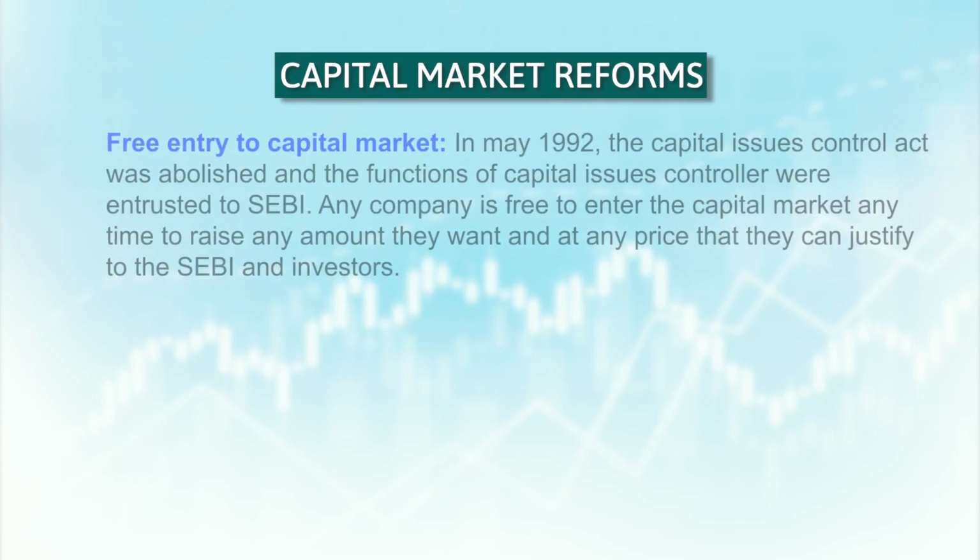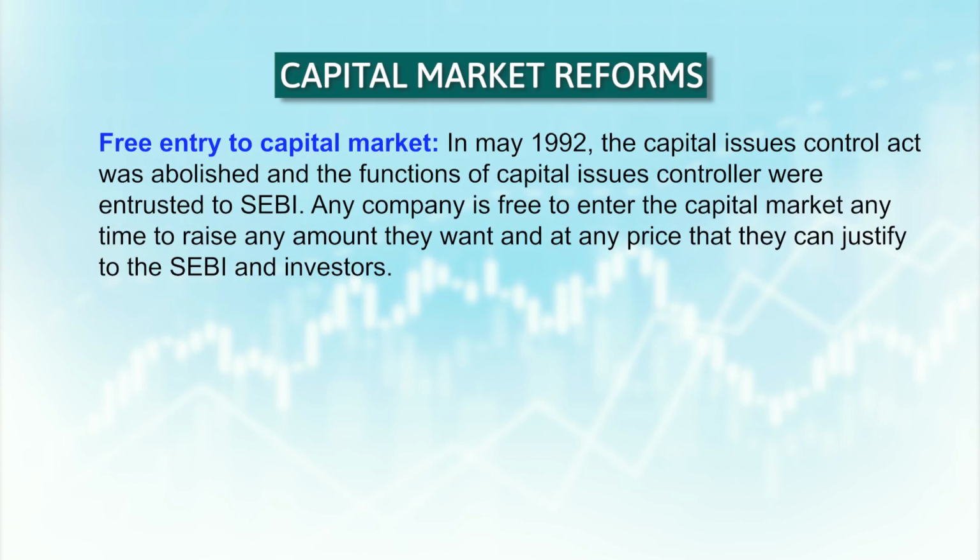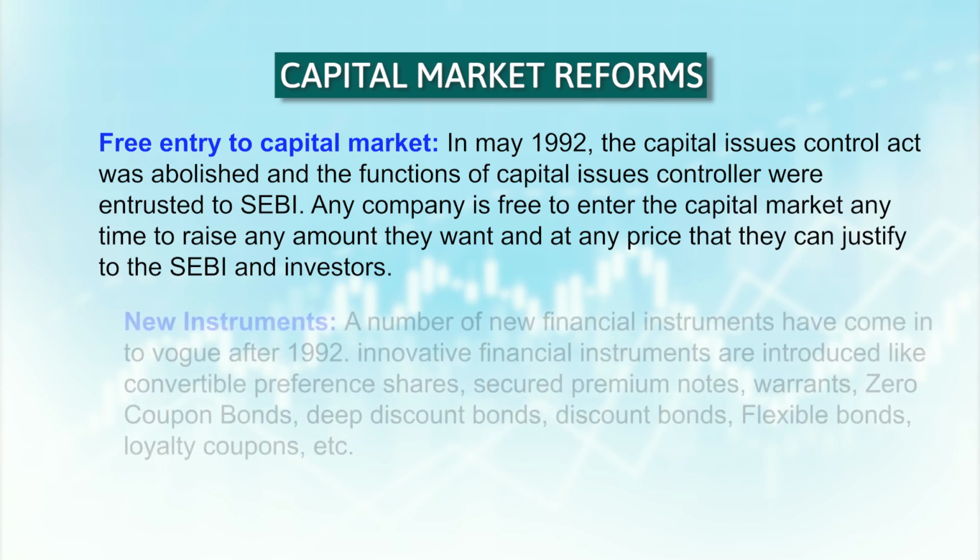Then, of course, the most important part that came about in the reforms was a free entry to the capital market. So in May 1992, the Capital Issues Control Act was abolished, as said before, and functions of the Capital Issues Controller were entrusted to SEBI. Any company was free to enter the capital market at any point of time to raise any amount of money they wanted at any price that they can justify to SEBI and the investors.